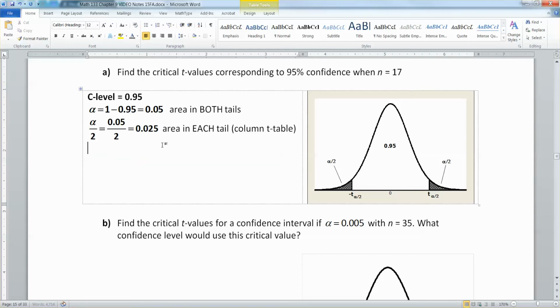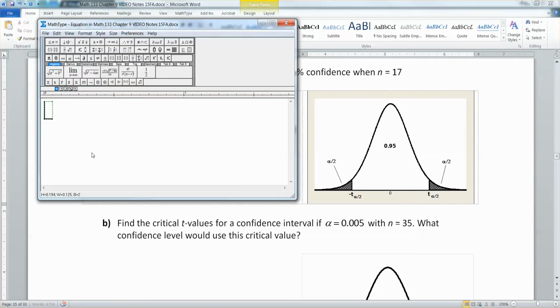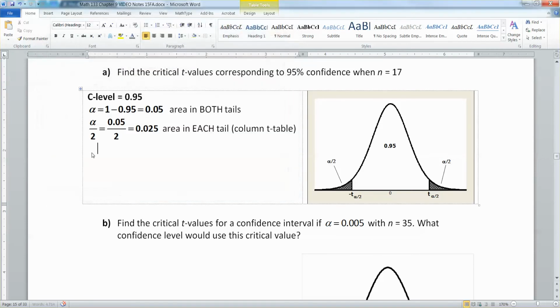All right, so now what about the row? What's our degrees of freedom? Well, the degrees of freedom, remember, comes from your n. Since you have 17 as your sample size, degrees of freedom is n minus 1, which is 16, right? 17 minus 1. And that would be the row of the t-table, if you use the t-table.